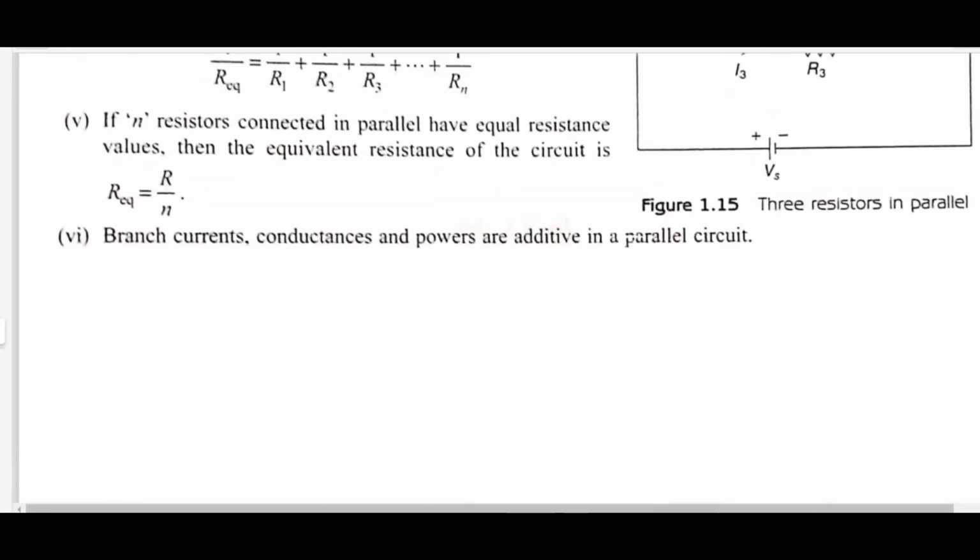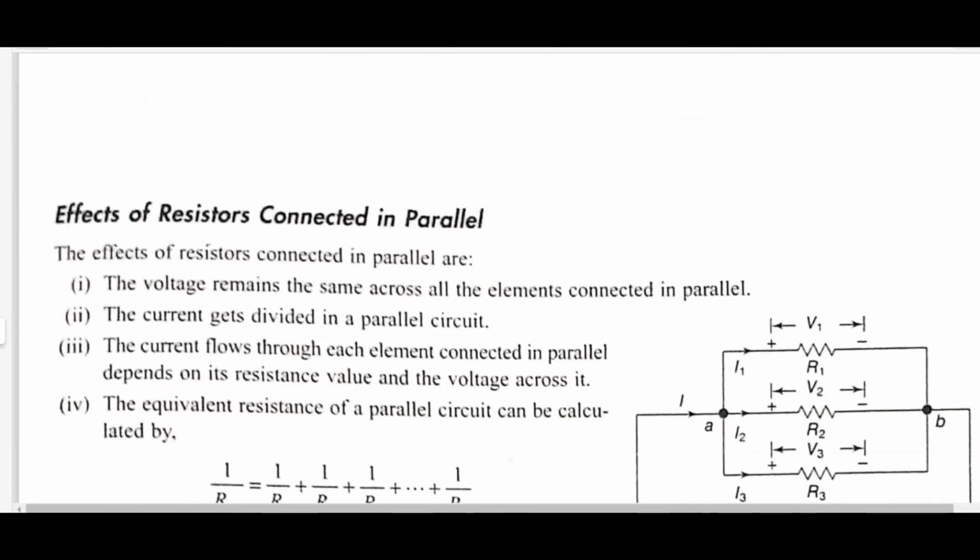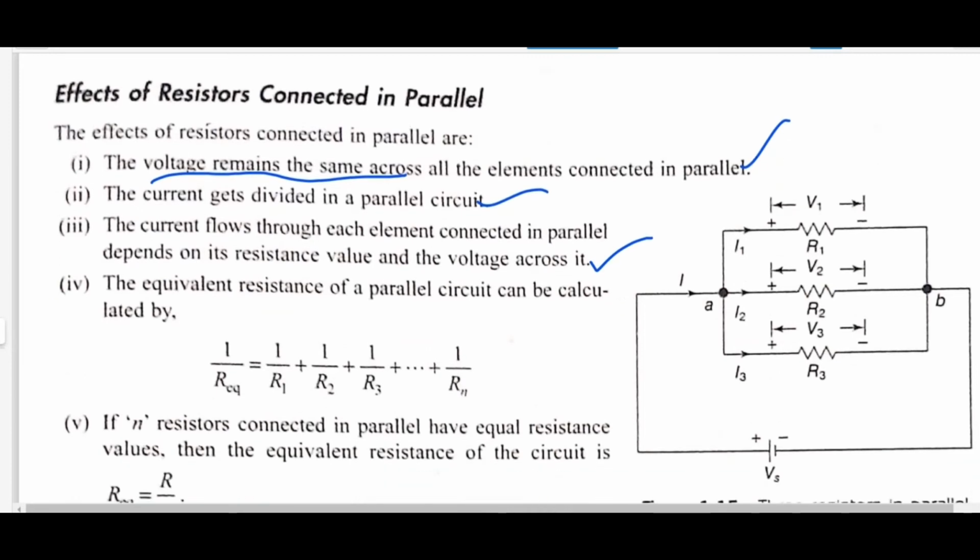Then we'll see the effects of parallel circuits, meaning the effects of resistors connected in parallel. As is well known, the voltage remains the same across all the elements connected in parallel. Currents are divided in a parallel circuit. Current flow through each element connected in parallel depends on its value and the voltage across it. Now the equivalent resistance is 1 by R equivalent equals 1 by R1 plus 1 by R2 plus 1 by R3, and if there are n resistances, up to 1 by Rn.